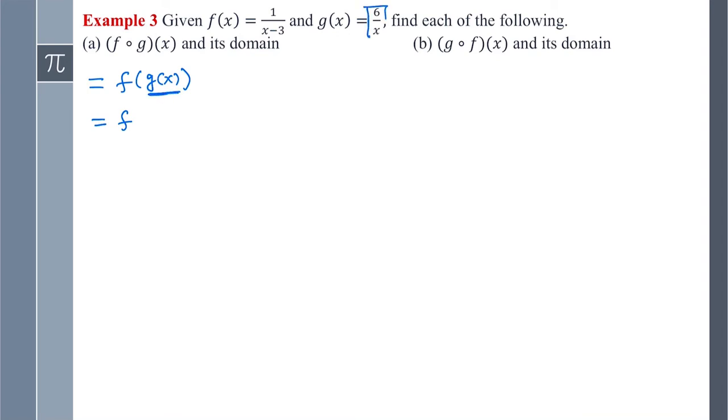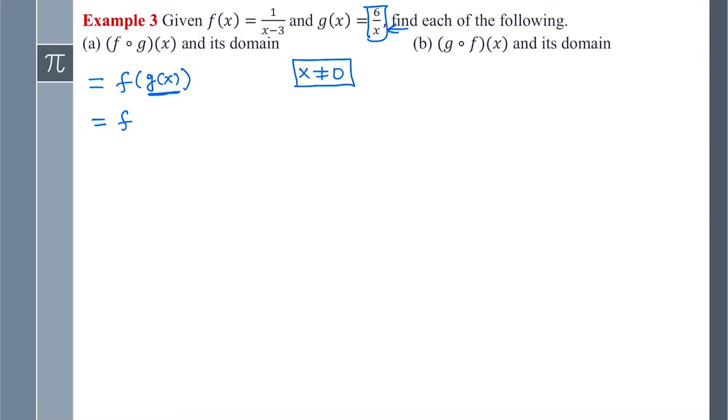Now we really need to look at this one. What is the domain of this function? Or what's the restriction for the domain of that function? We clearly see that we have 6 over x. That means x cannot be 0. So we really need to consider this. Okay, so x cannot be 0 for g of x. For the inside function, we have to look at the domain.